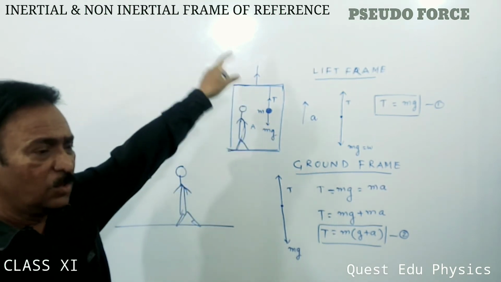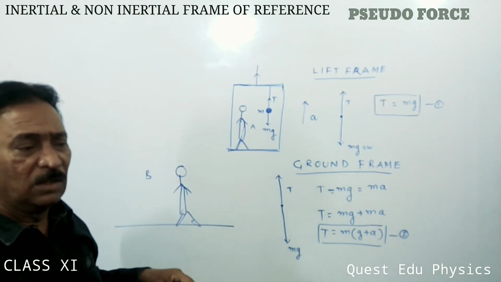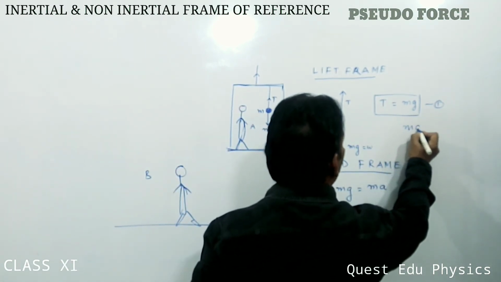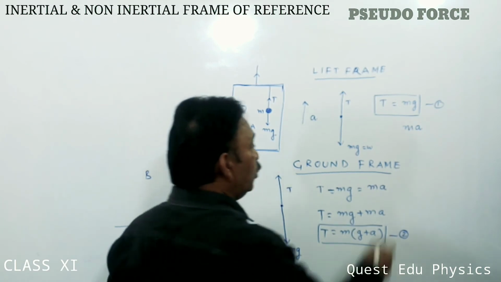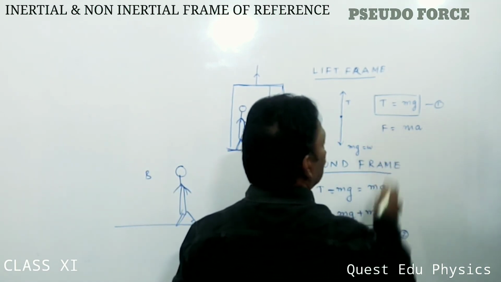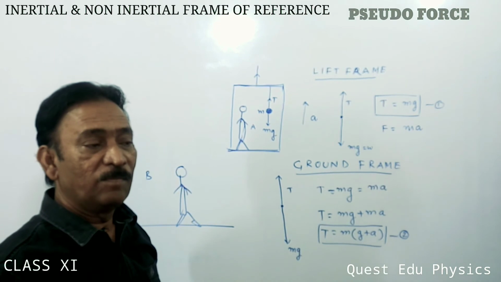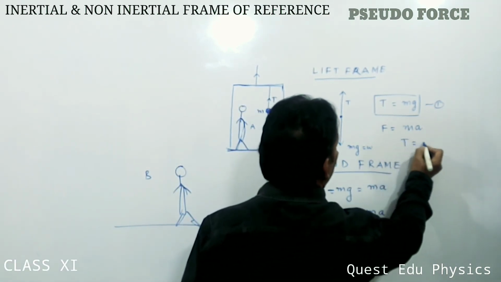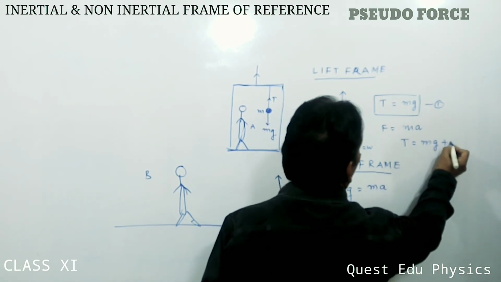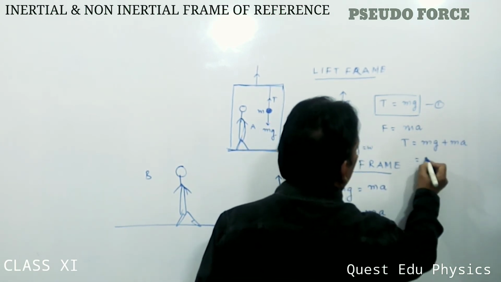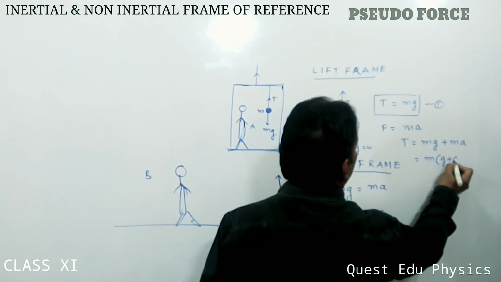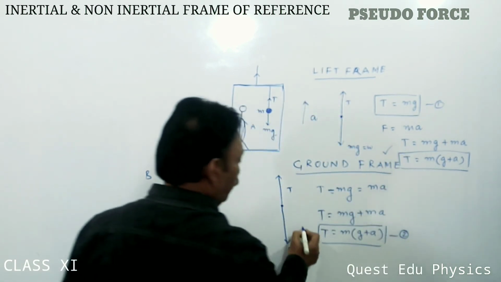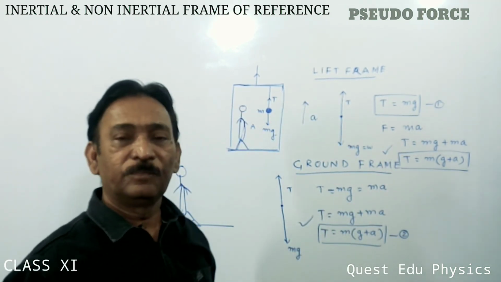See, this is moving up. Okay, students. Now what we are doing, we are adding one more force which has a magnitude of ma. That too is the pseudo force. Okay, then we yield the same result. T is equal to mg plus ma, that is m of g plus a. What you found here is equal to this one.